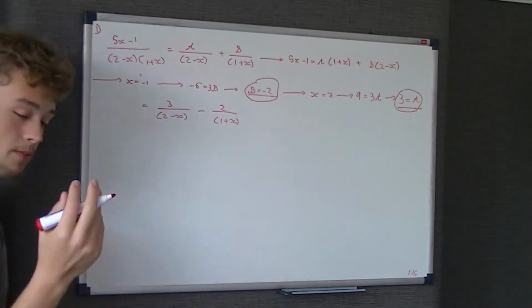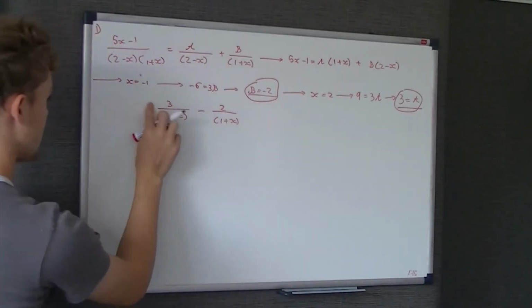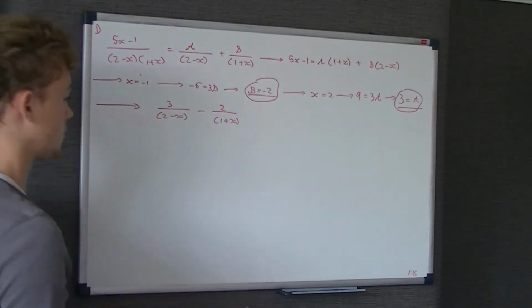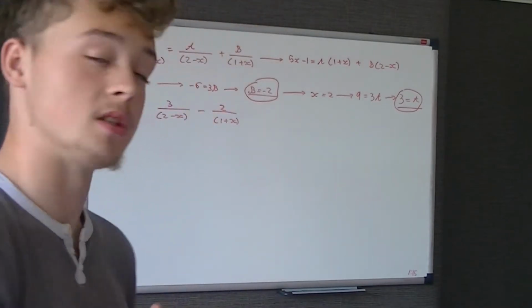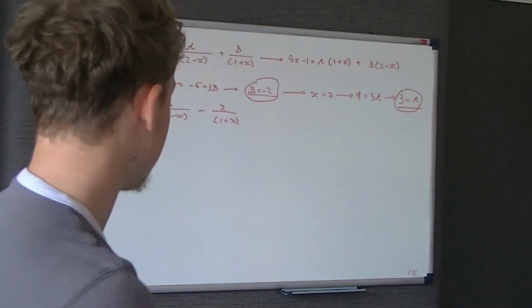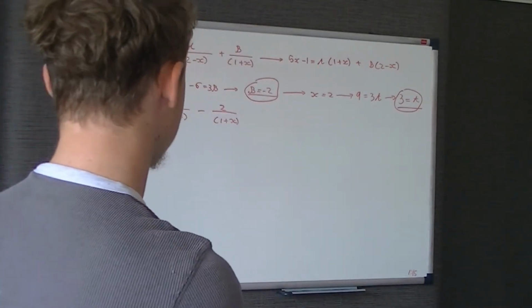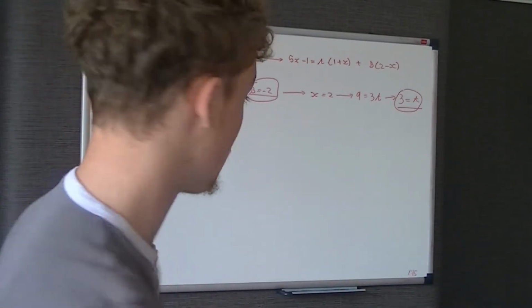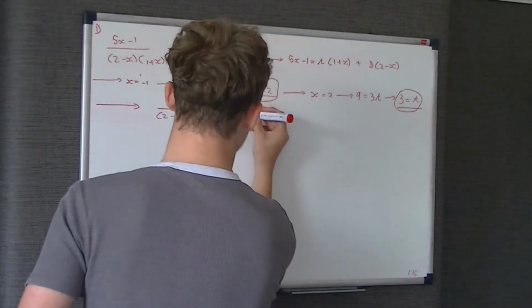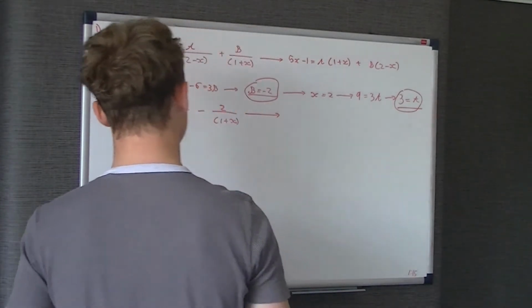And now, we have to cast our minds back to what we said in the first video: if something's over it, it's the power of minus 1. Now what we've got here is 3 over 2 take x, and take away 2 over 1 plus x. So, we rewrite this out in our form.